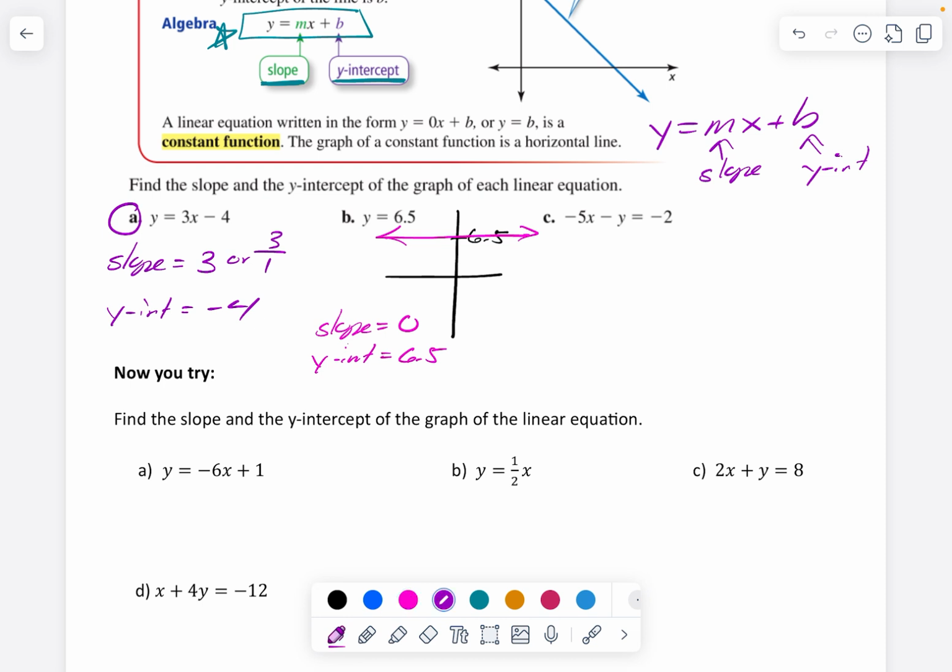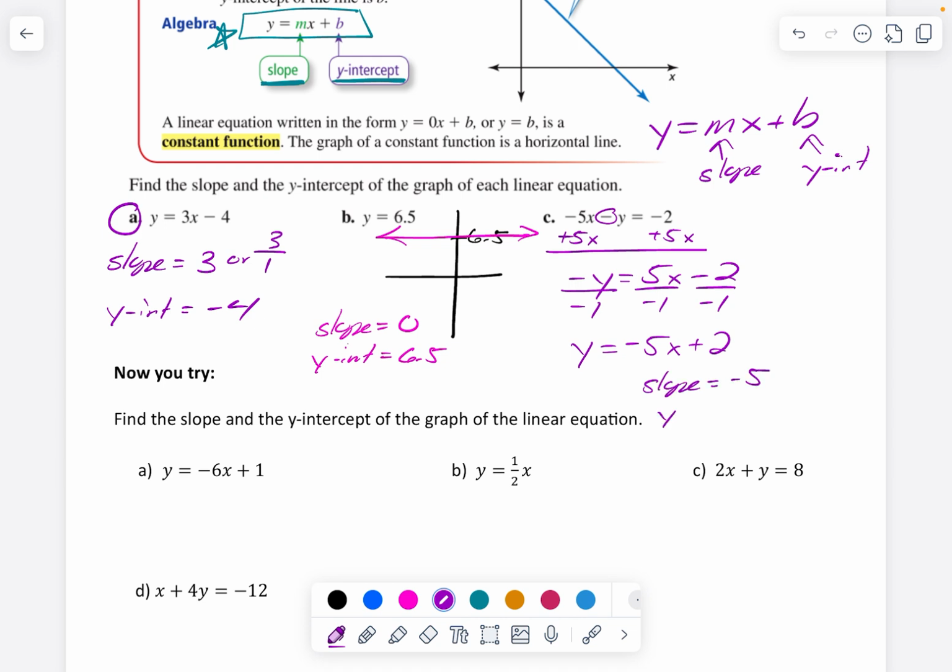Now this last one is a problem because it's not in the right form. I don't know what the slope is. I can't tell because it's not in y equals mx plus b. So we have to put it in y equals mx plus b. So let's start by adding 5x to both sides. Don't forget that negative in front of the y. We write our x term first, then the number. Now we have to divide everything by -1, which is going to give me y equals -5x plus 2. So my slope is -5, my y-intercept 2.